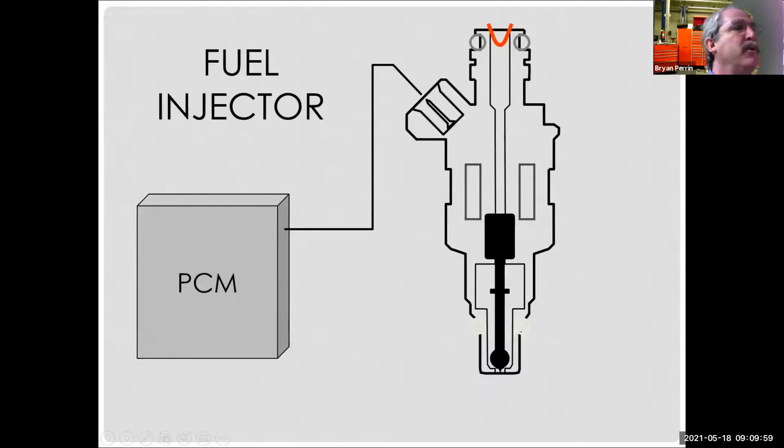So here's a fuel injector, again, a solenoid. In this example, the ground side of the fuel injector is being controlled by the PCM. And so every time it energizes the electromagnetic field, the plunger comes up and fuel is going to come into the engine. When it collapses the field, the plunger goes down and stops fuel flow into the engine. It's a solenoid.